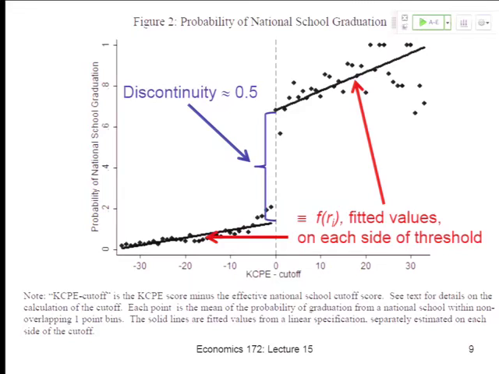So this is what we were discussing last time, and this is what's called a fuzzy discontinuity because it's imperfect at the cutoff. A sharp discontinuity means it's literally 0 all the way up to the cutoff and then 1 above, like perfect assignment, right?